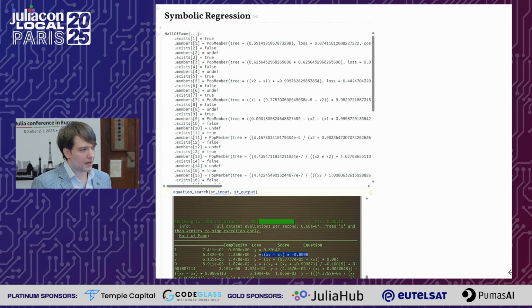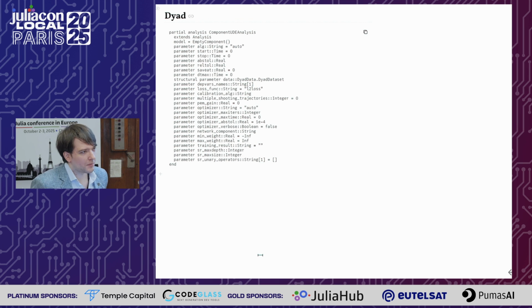Okay, so yeah, this is also available in DIAD, as mentioned earlier by Chris, where we have analysis that can build the neural network and do the analysis of how would you do component UDEs within the DIAD framework.